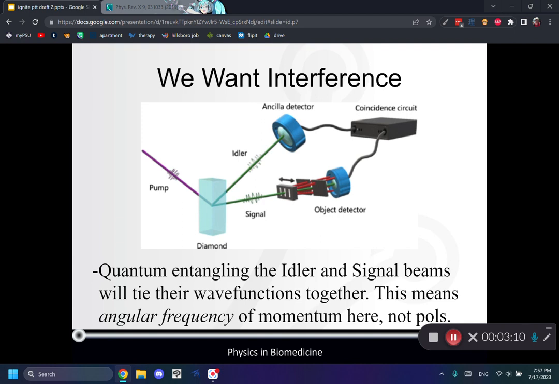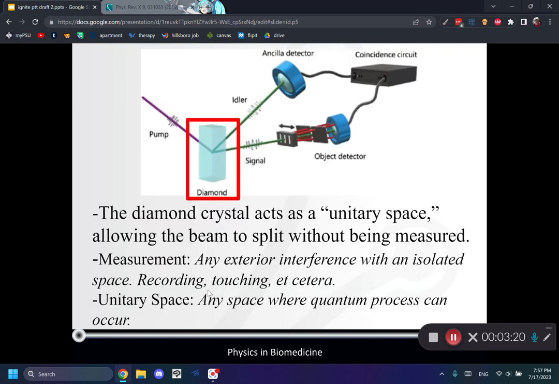So, what do we want to do? We want to do the electron trick. We want to split one true electron. I'm sorry, I said electron, I meant photon. We want to send one true photon into the object detector. So, this diamond crystal acts as a unitary space, which allows the beam to split without being measured, which is just any sort of exterior interference that would mess with the quantum process. And a unitary space is just any space where quantum process can occur.